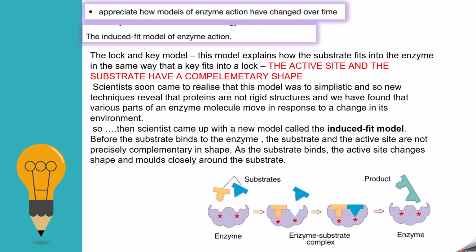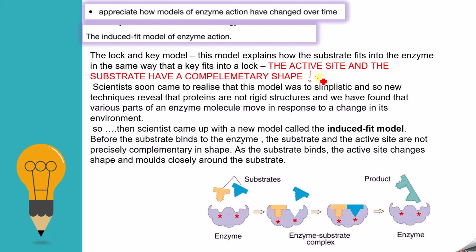Now, you've probably come across the lock and key model during GCSEs. This model explains how the substrate fits into the enzyme in the same way that a key fits into a lock, hence the lock and key model. So the active site and the substrate have a complementary shape. So whenever you're talking about the lock and key model, always say the active site and the substrate have a complementary shape according to this model only.